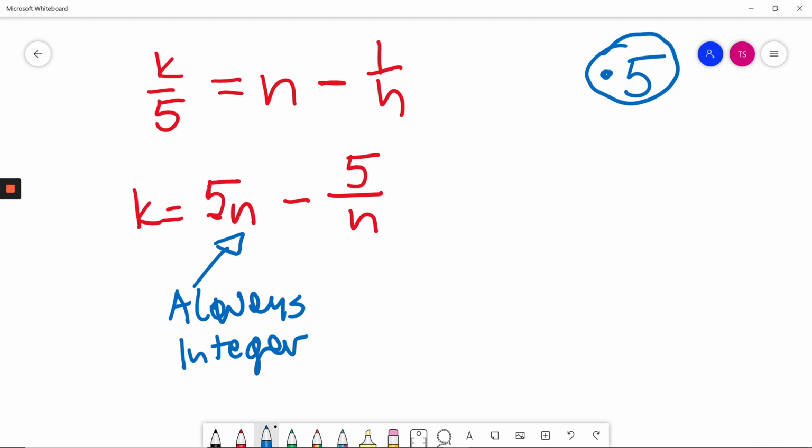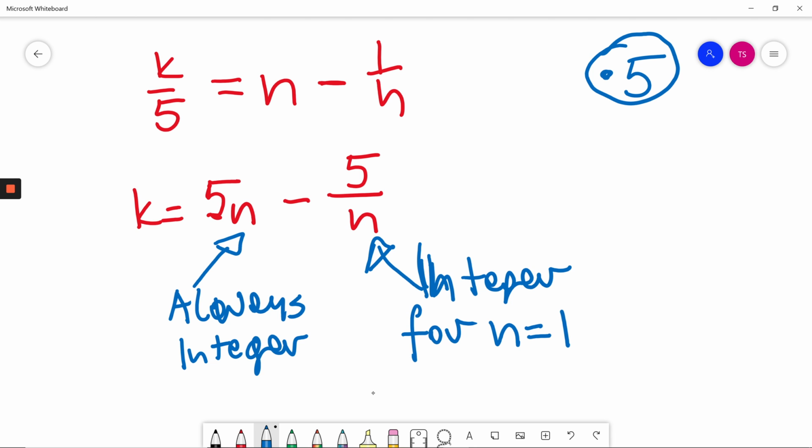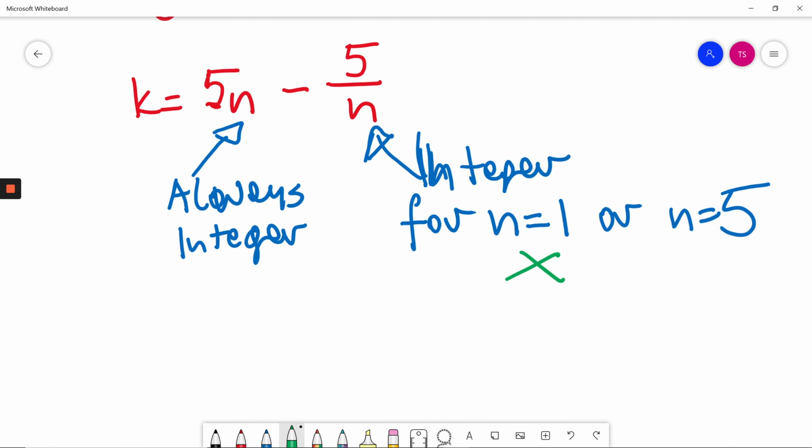And 5 divided by n, this part is an integer for n equal to 1 or n equal to 5 only. I know because of the domain n cannot be equal to 1, so n has to be equal to 5.